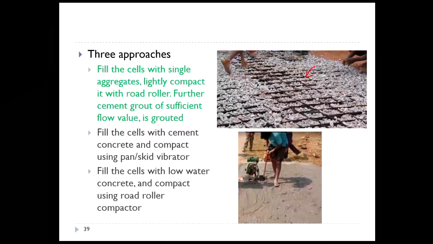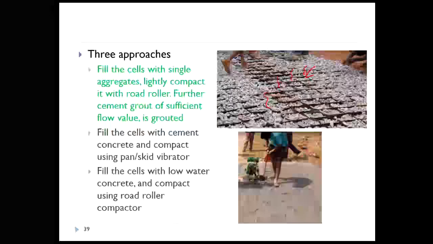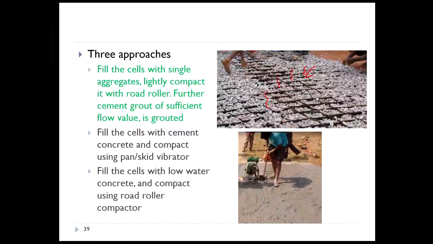When you provide cement grout of sufficient consistency along with some amount of vibration, the grout will penetrate inside, and thereby you could complete the construction. So this is the first way of constructing this. Fill the cells with single size aggregates, lightly compacted with a road roller, or you can go for vibration also, so that you mobilize good interlocking. Further, cement grout of sufficient flow value is grouted.